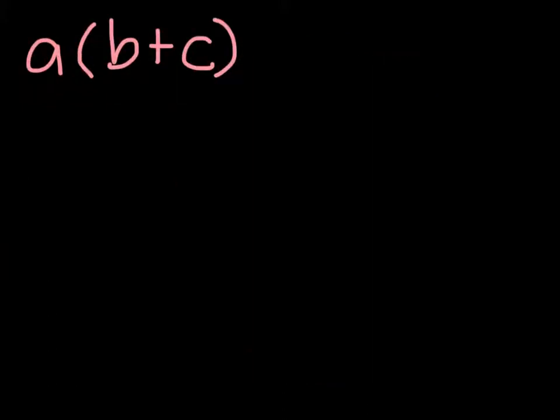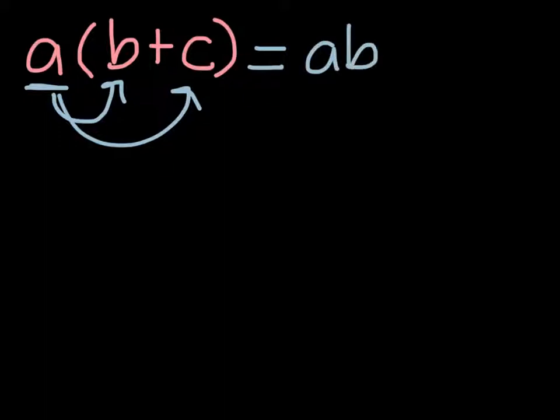In algebra, when we use the distributive property, we are distributing the number outside the parentheses, in this case a, to each of the numbers inside the parentheses, so to b and to c. Rewriting this problem using the distributive property, we would write a times b plus a times c. These two are equivalent numerical expressions. They mean exactly the same thing. They have exactly the same value.